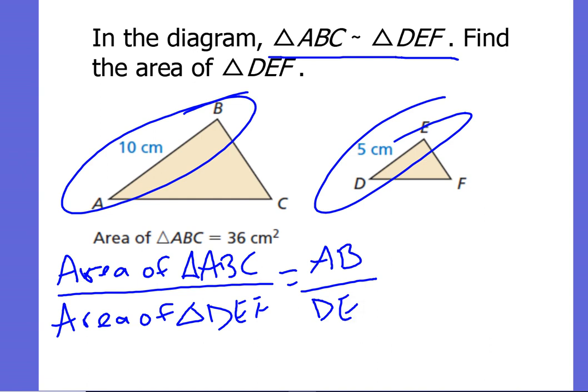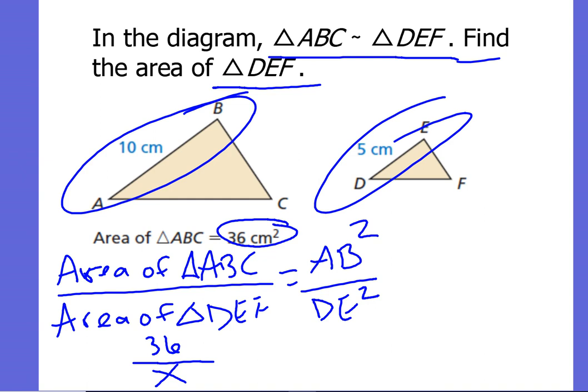But be careful, it's not just AB being 10, it's the length squared. It's the length squared of DE. And again, why? Because area is in units squared. So the area of ABC is given to us at 36. We don't know the area of DEF, so I'm going to call that x. That's what it wants us to find in the end. And I have AB as 10, but it's not just 10 we're going to put into our proportion, it's 10 squared. And DE is 5, but again, we're not going to put 5 in, we're going to put 5 squared in because it is units being squared.